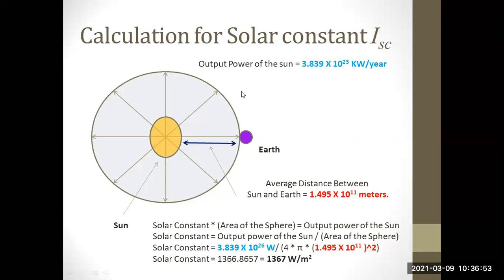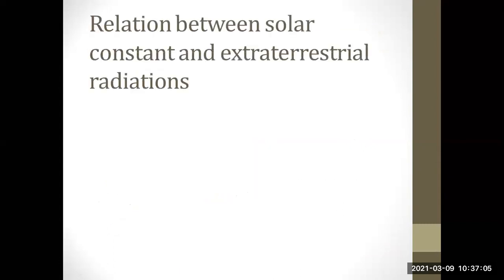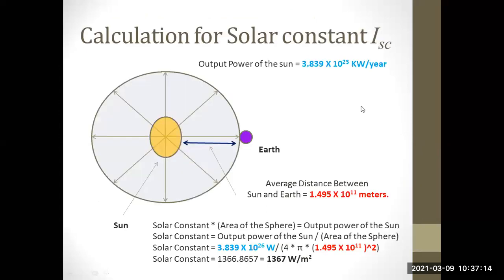I want you to draw this diagram and write down all the expressions indicated on this PPT, and in the next lecture we are going to continue our syllabus. I think the next topic is the relationship between solar constant and extraterrestrial radiation. So I want you to draw everything you see on the screen.